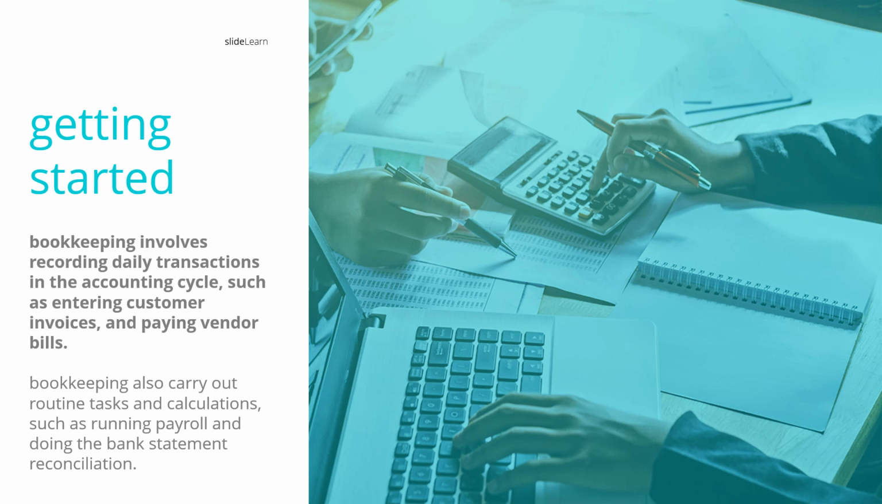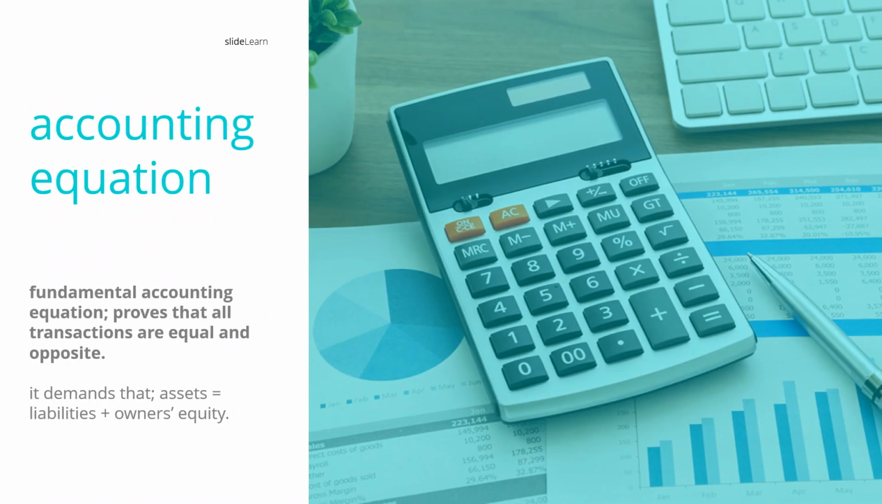Financial accounting is a double-entry system. For every entry into the company accounting records, there has to be an opposite and equal entry. In other words, debits must always equal credits. The fundamental accounting equation proves that all transactions are equal and opposite. It demands that assets equals liabilities plus owner's equity. A truncated version of this equation states net assets equals owner's equity.